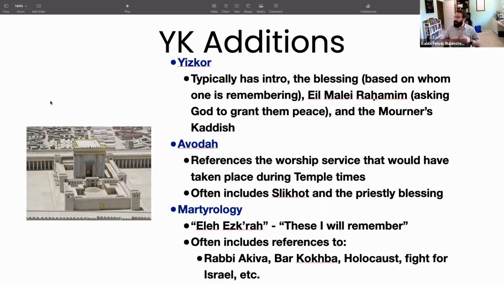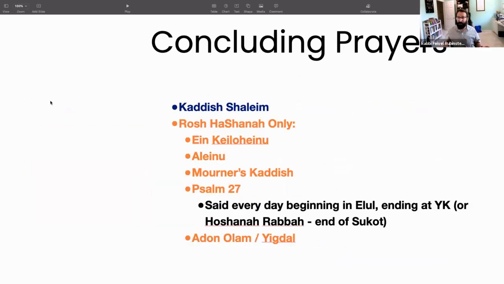All right. Finally, we have our conclusion right as we're wrapping up our time here. On both days, we have Kaddish Shalem. On Rosh Hashanah only, we have the Ein Keloheinu, Aleinu, Mourner's Kaddish, Psalm 27. Again, if it's there, it might not be there. It might be at the beginning. And then our Adon Olam and Yigdal to end our morning service on Rosh Hashanah. Yom Kippur does not have these in the mahzor.